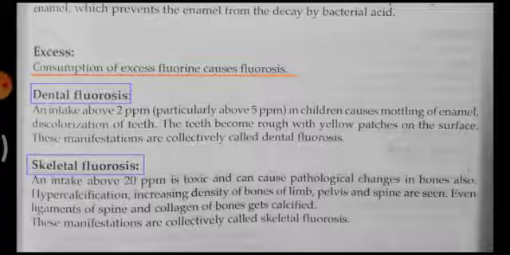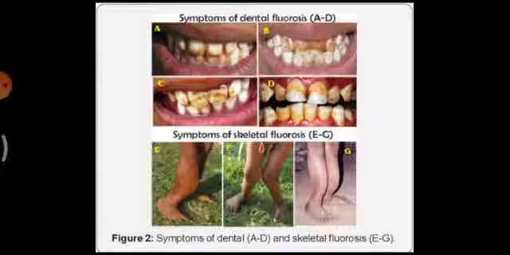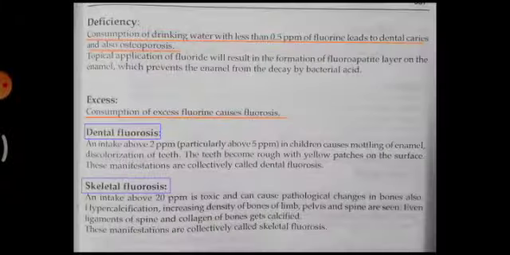An intake of about 2 parts per million in children causes mottling of enamel, discolorization of teeth. The color of the teeth will change, and also chipping and breakdown of the teeth take place. The teeth become rough with yellow patches on the surface. These manifestations are called dental fluorosis, and you can see in this picture the dental fluorosis shown above, where it affected the teeth, with discolorization and deformity of the teeth.